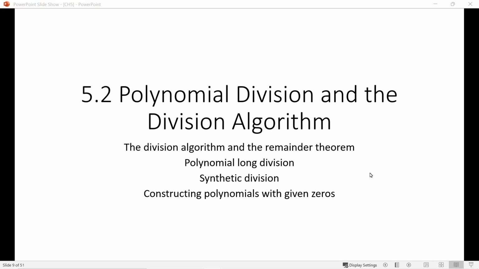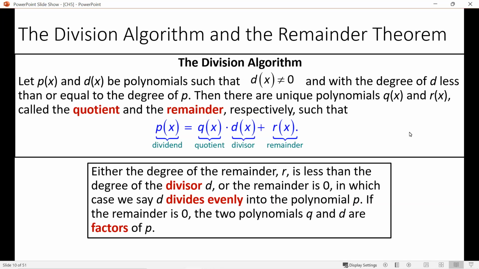The reason we care about polynomial division is because it allows us to guess at factors to our polynomials and then divide them out. And if they come out evenly, we know they're a factor. And that's sort of what the division algorithm tells us.